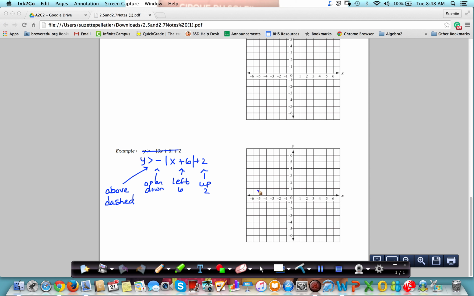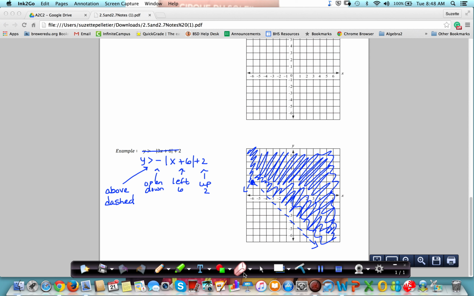So remember, we always start at 0, 0. I'm going to go left 6 and up 2. So 1, 2, 3, 4, 5, 6, up 2. There's my new vertex. This time it's going to open downward, right? And I know it's a dashed line. So my function opens downward and is dashed. And I'm going to keep right on going until I reach the edge of my page. I am shading above it. So I want everything in this region, not including the line, but everything above the line. Okay?